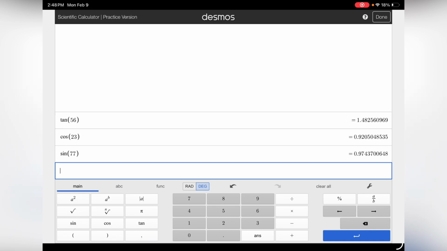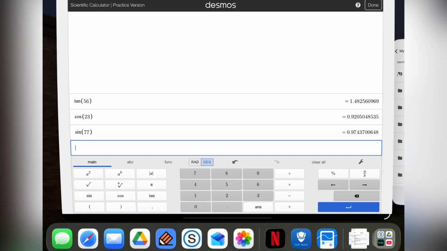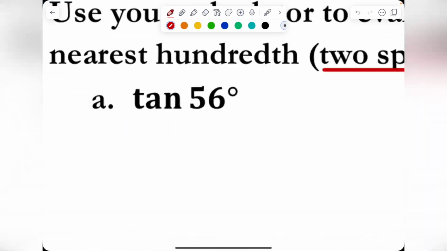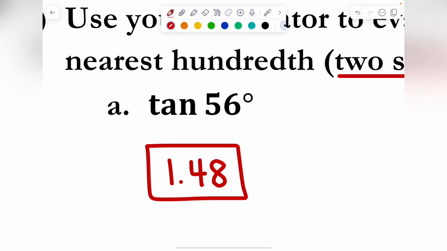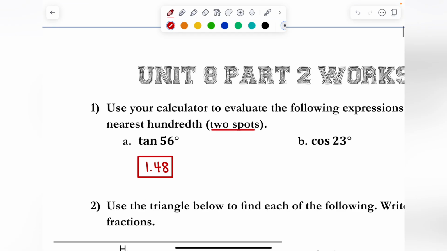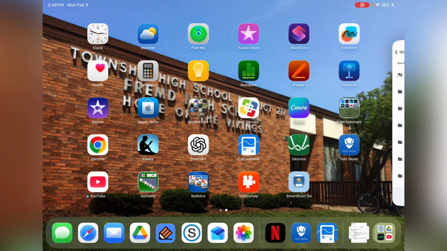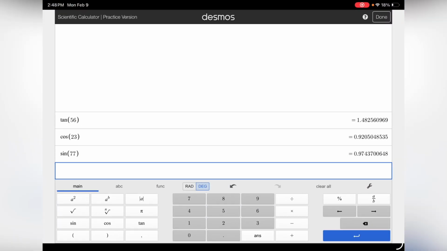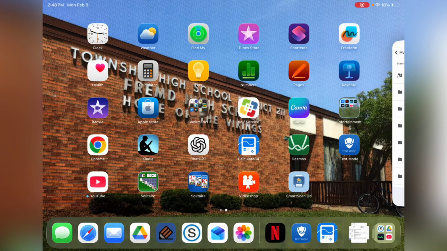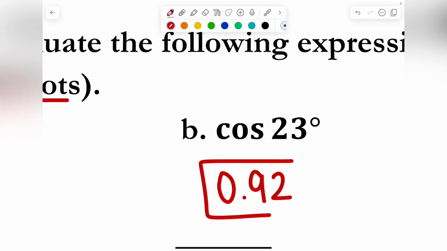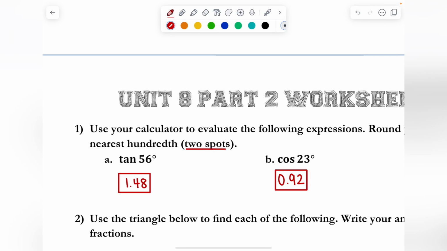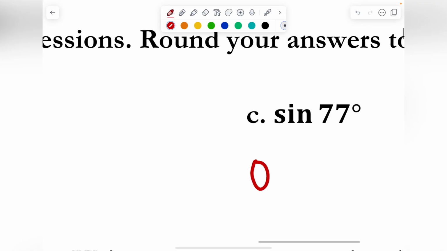So 1.48, 0.92, and 0.97. It did say 2 spots, so we'll go with 2 decimal places. That's just typing right into the calculator.